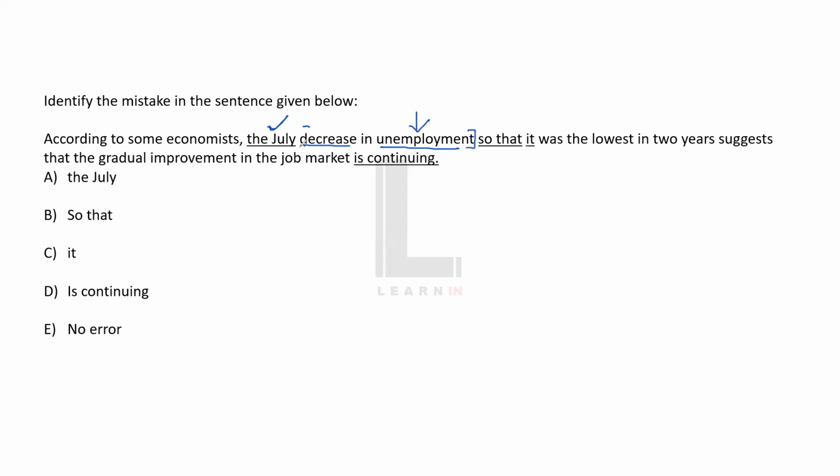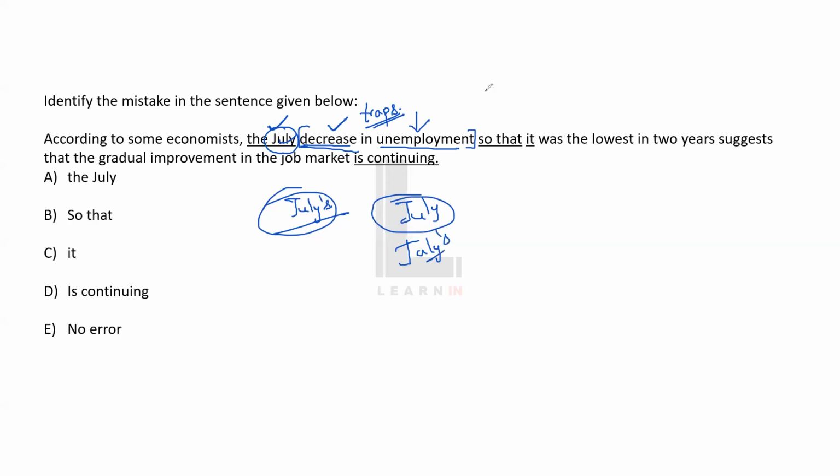This is used to set up traps in your RCs also. Okay, most of you have given this answer. Decrease in employment is being talked about. Now, you would say कि July सही है क्या? Wouldn't it be July's? Then I would say, okay, July is also correct and July's is also correct. Right? You can sometimes use these type of words.